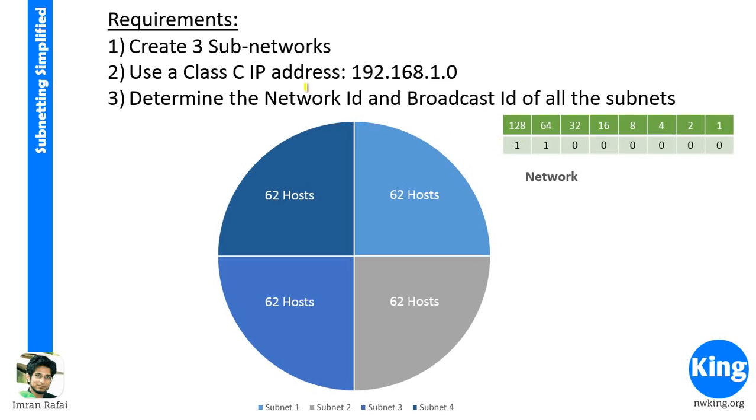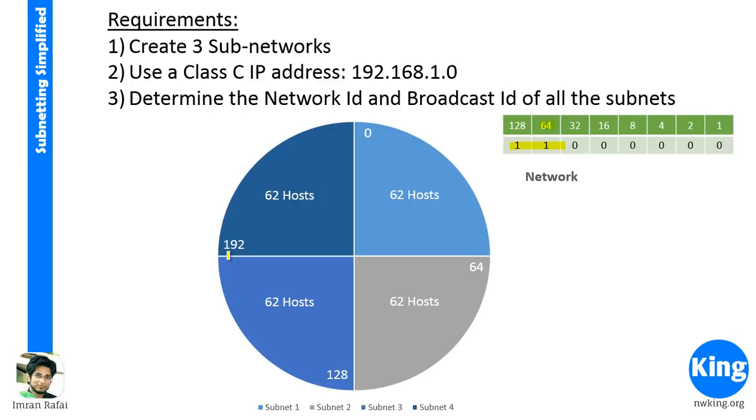If you want to break it into 4, we know we have to borrow 2 bits, and the last bit's place value is 64. Then we know that each of these subnets has a block size of 64. That is 64 minus 2, which is 62 valid hosts in each of these subnets. How do we get the network ID of each of these subnets? Start with 192.168.1.0, add 64, add 64, add 64. .0 is here, .64 is here, .128 is here, .192 is here. These are all the network IDs of each of these 4 subnets.